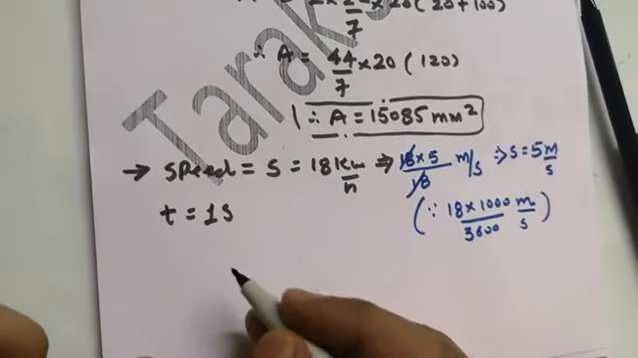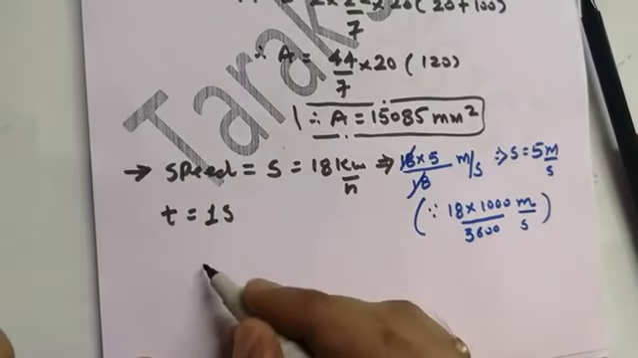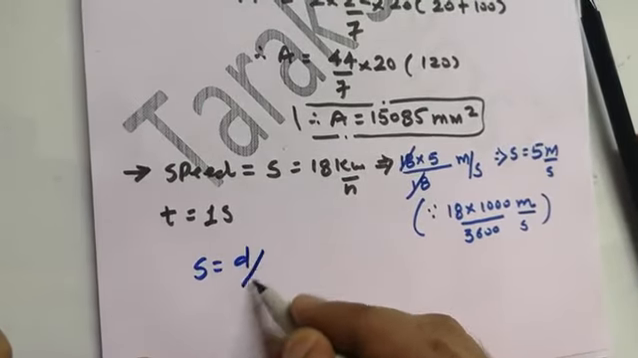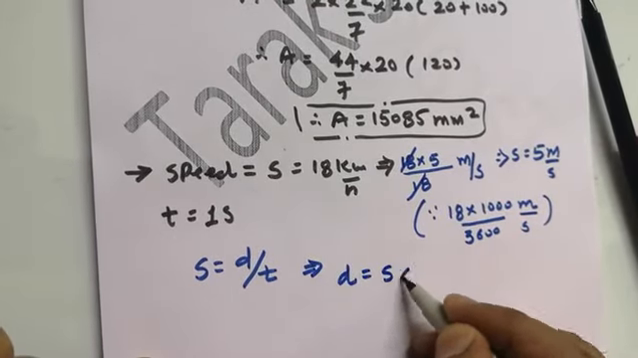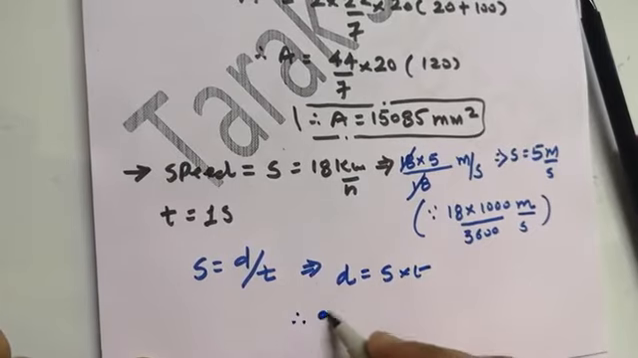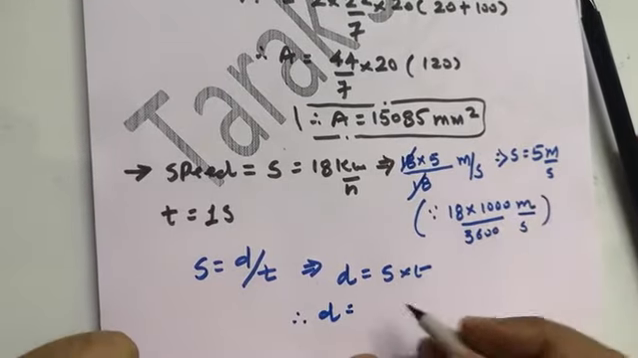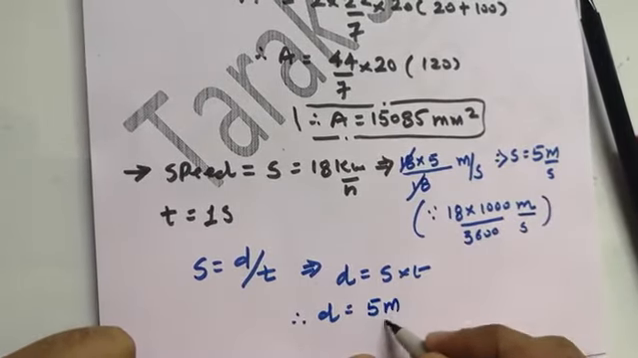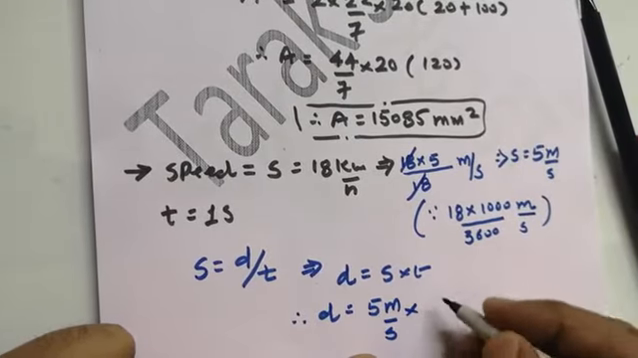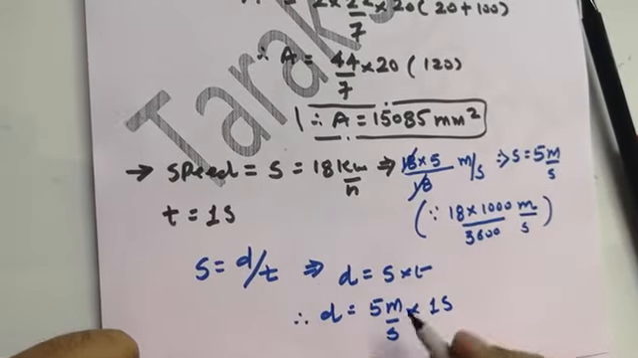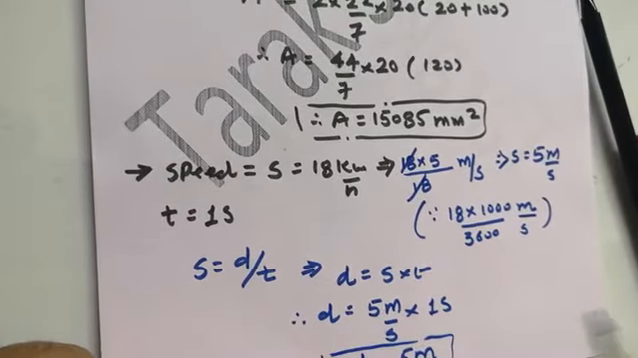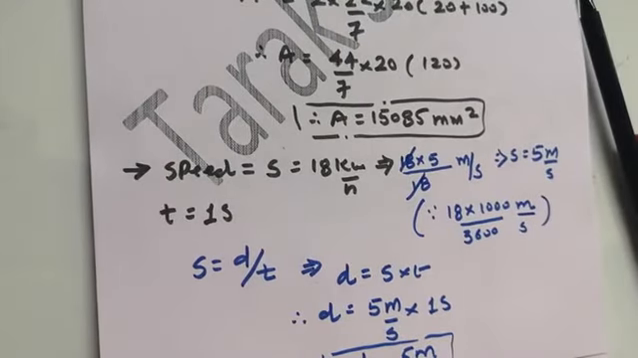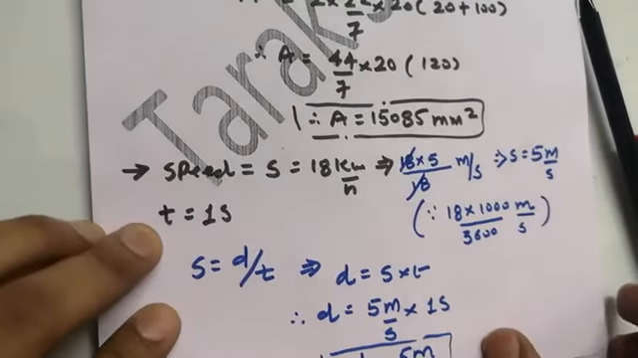So I want to find out my distance. My equation of speed is distance upon time, so my distance equals speed into time. My speed, I have found, is 5 meter per second, and my time is 1 second. So I got that my distance is equal to 5 meter. If you remember, in the clip on finding out the dimensional configurations and units, I have told you that.